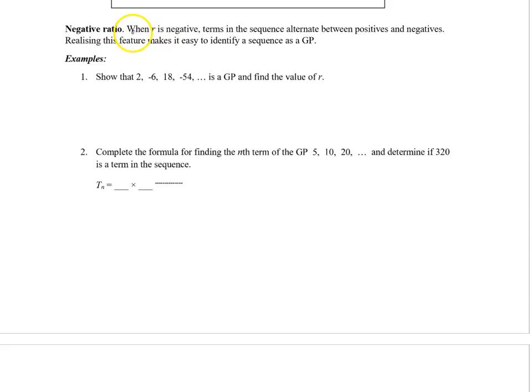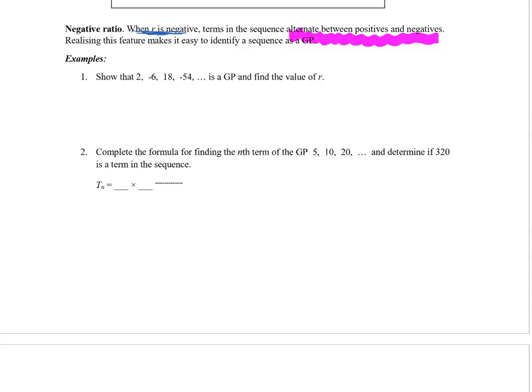r can be a negative. Don't confuse that with n, but r can be a negative. When you see a sequence written with alternating positive and negative terms, then it's most likely a GP where r is negative. And if you can see that and identify that in the sequence, it'll make it easy for you to identify that the sequence is a GP.